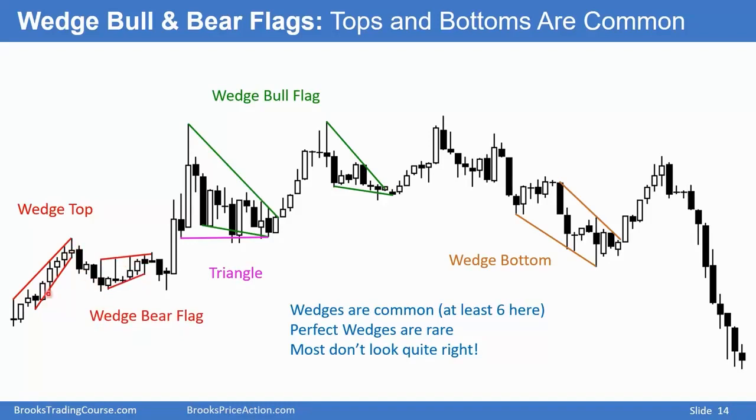We broke below the bull channel, might get a second leg down. And we rallied up with 3 or 4 pushes, 1, 2, 3, and 4. This is a wedge bear flag. We got a small second leg down. Leg 1, pull back, leg 2.